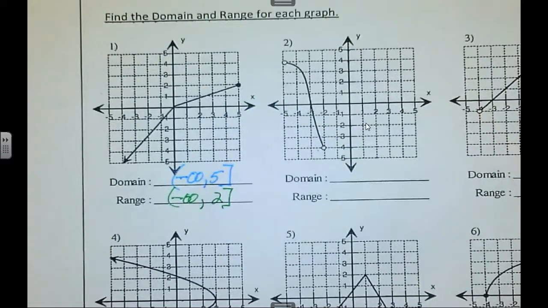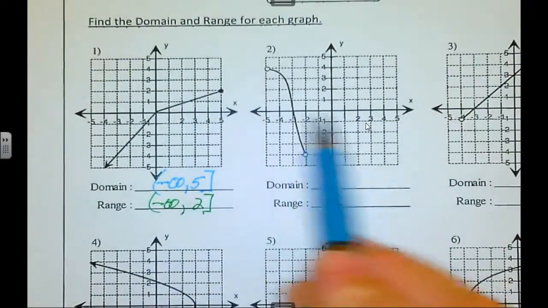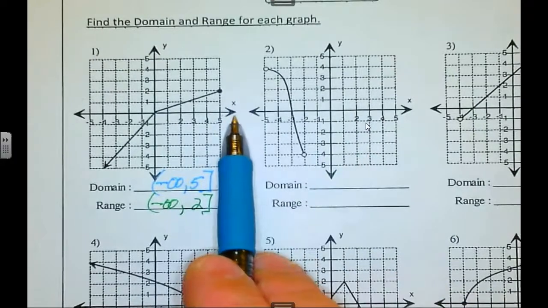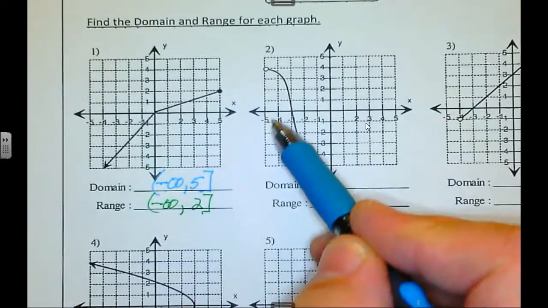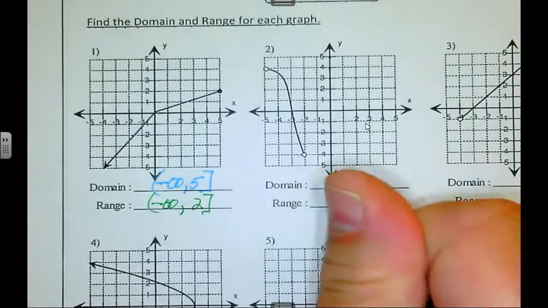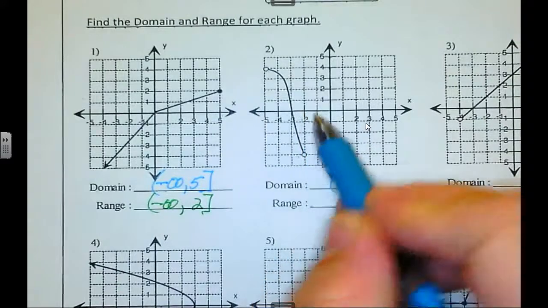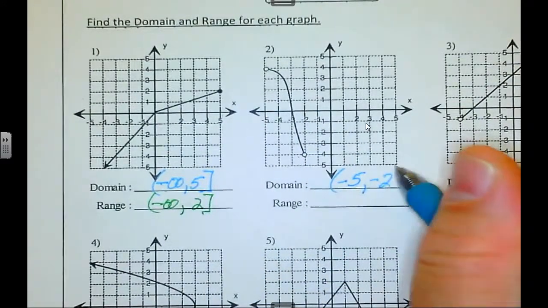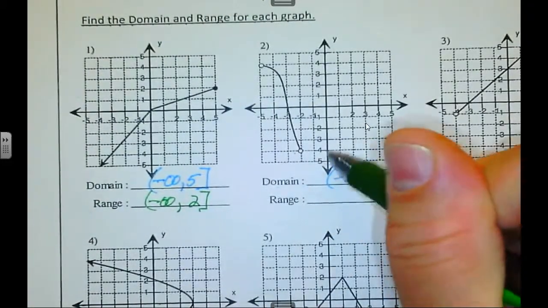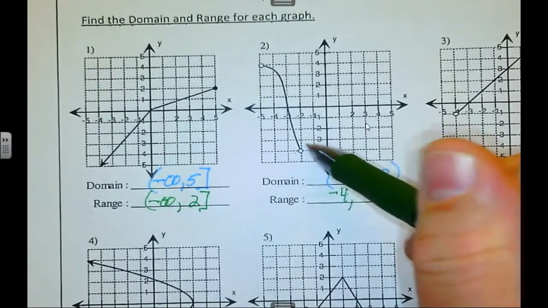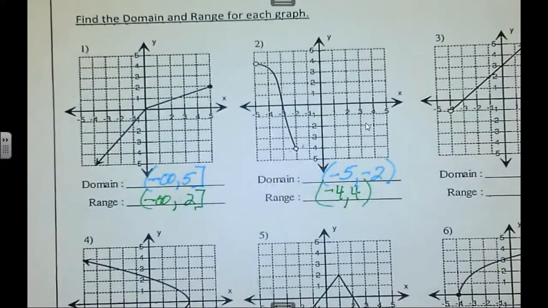Oh, you want me to go over it? Open circles means parentheses. So the domain, I'm looking at the x values. So it starts, remember, it's got to be smallest to greatest. Okay, so the smallest x value is -5, but because it's an open circle, it's a parenthesis. And then it goes to -2 with an open circle, so parentheses. Then the least y value is -4, and the highest y value is 4. Both are parentheses because they're open circles.